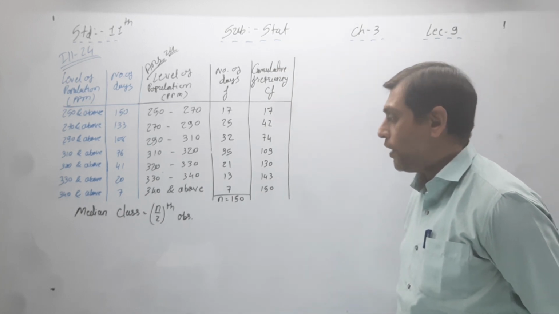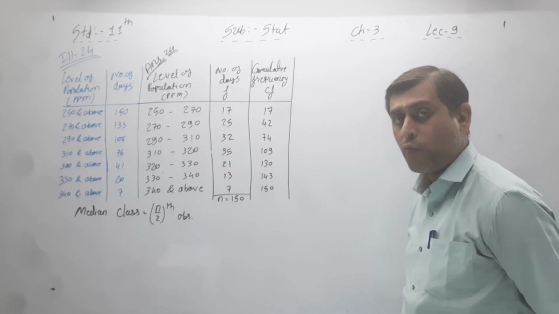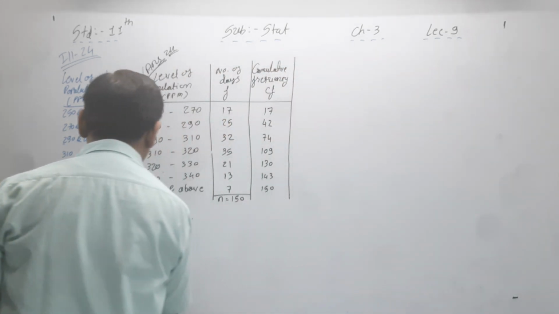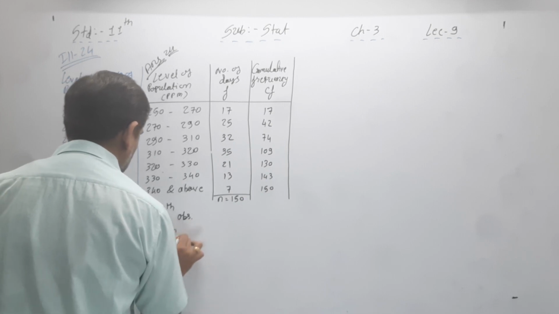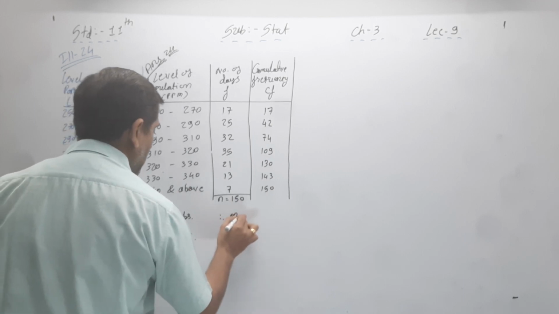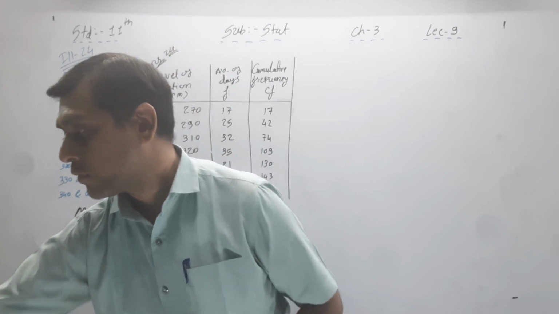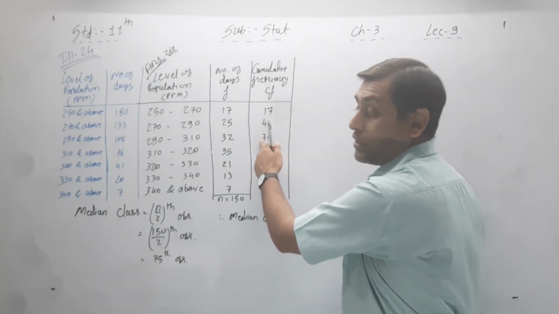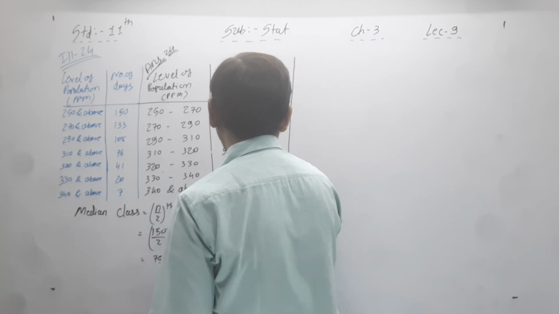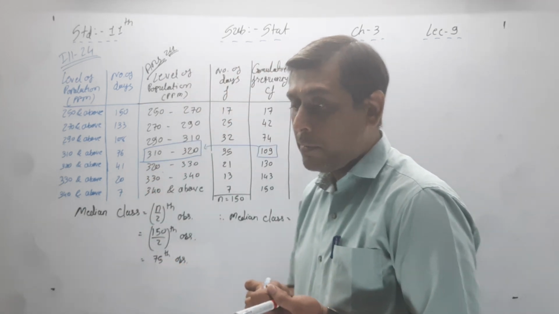Now it is easy to find the median. First of all you have to find the median class, and on the basis of the median class you have to find L, C, F and CF. So n by 2 is 150 divided by 2, that is 75, and therefore the median class is the class containing the 75th value. After 74, the 75th to 109th values fall in the class 310 to 320, and that is your median class.